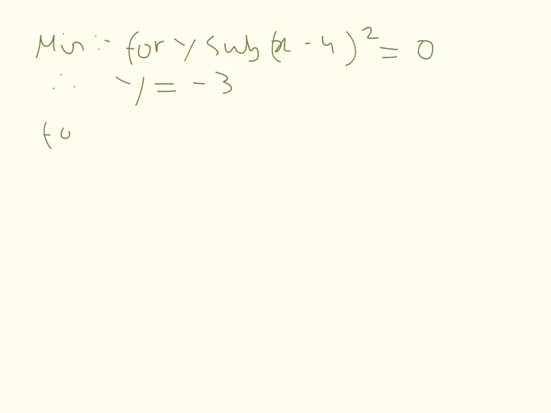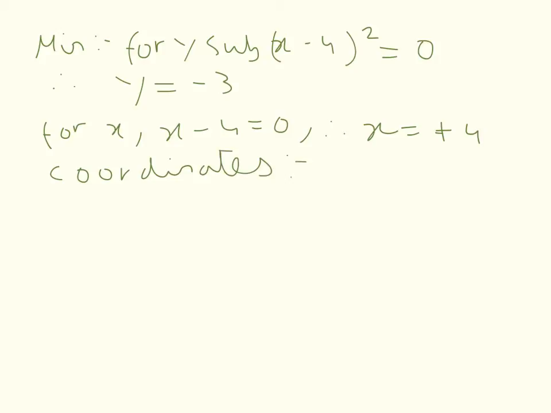Secondly, for x, I know that x minus 4 is equal to 0, and therefore x is equal to plus 4. So now my coordinates are 4 and minus 3. They've also asked me for the line of symmetry.